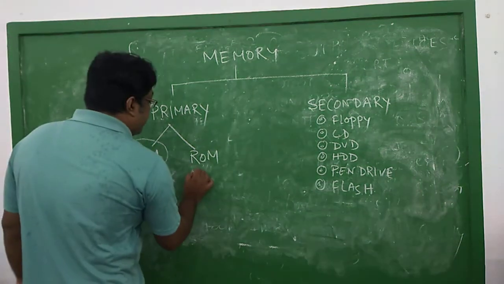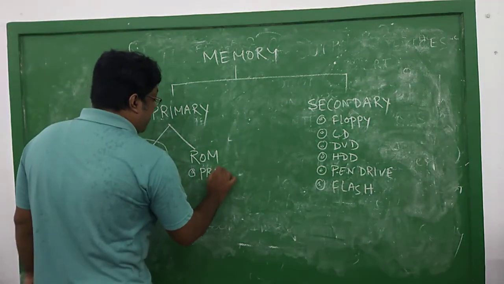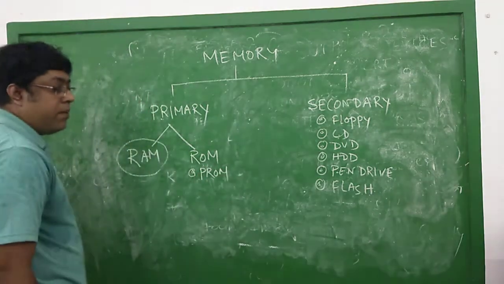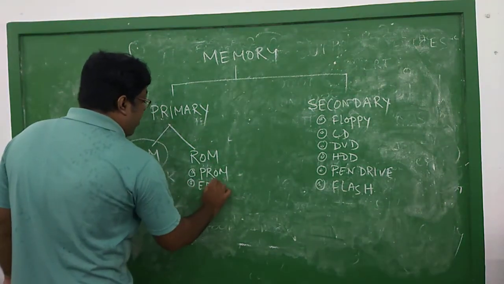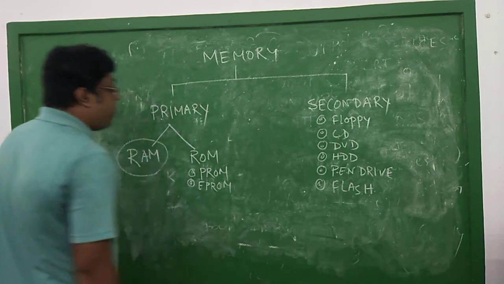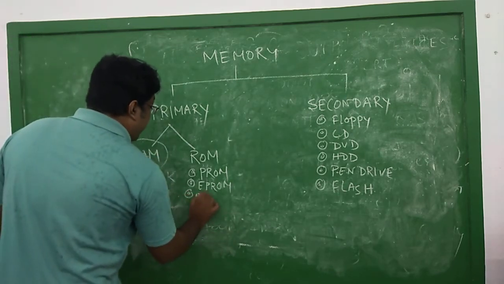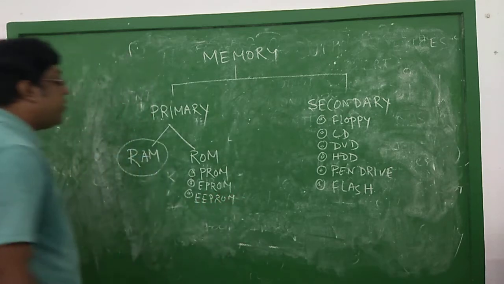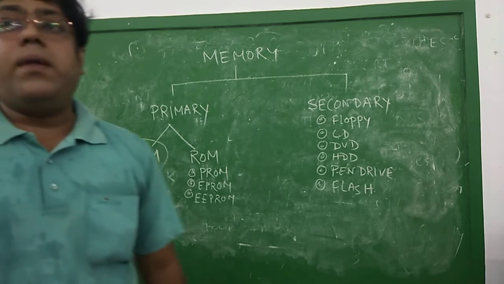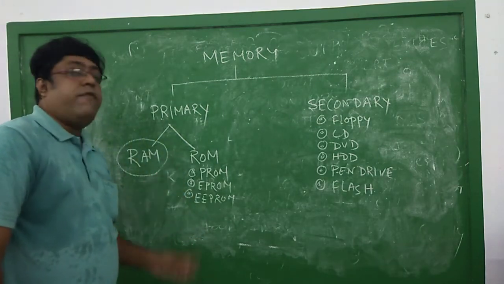Several types of ROMs are found. PROM, programmable read-only memory. EPROM, erasable programmable read-only memory. EEPROM, electrically erasable programmable read-only memory. So in this way, we can classify our ROM.